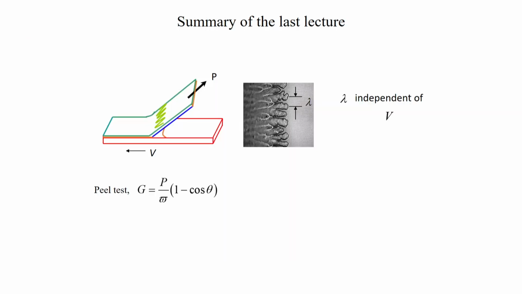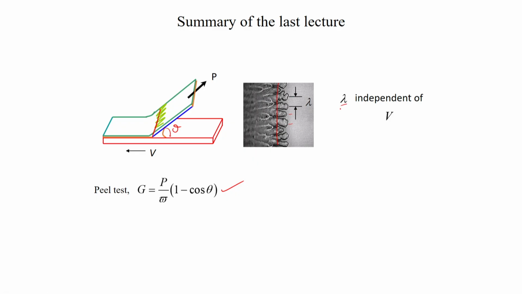This is what we derived in the last lecture: G is equal to P by W into 1 minus cos theta, where theta is the peel angle. But we considered that the peel front remains smooth. Actually there are some undulations, and if you notice these undulations, they appear to have a constant wavelength.